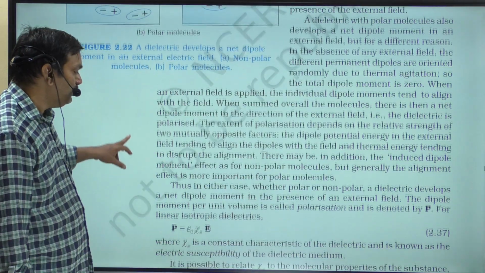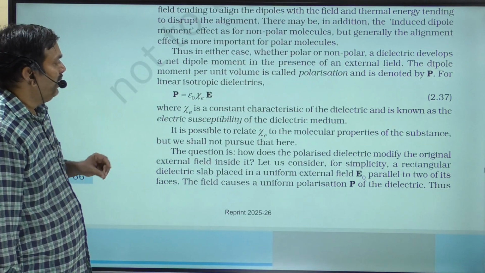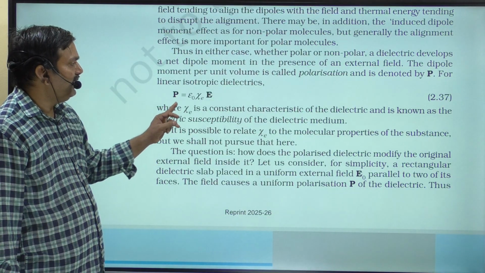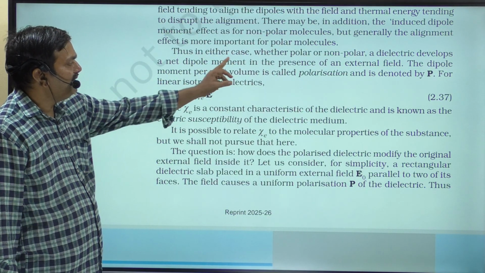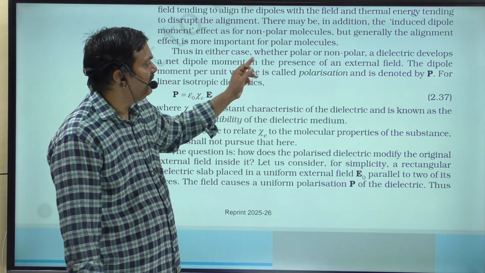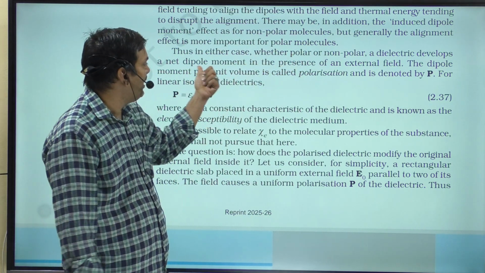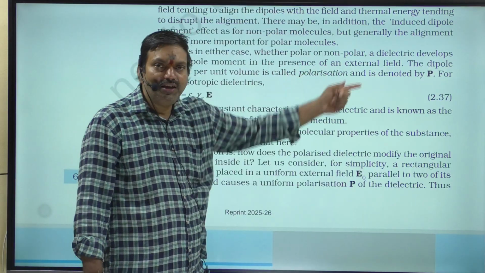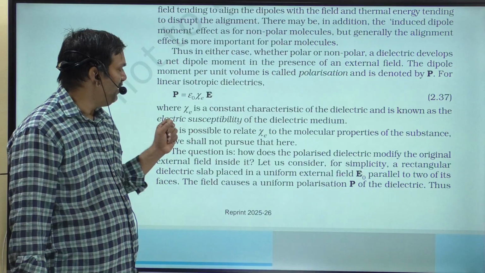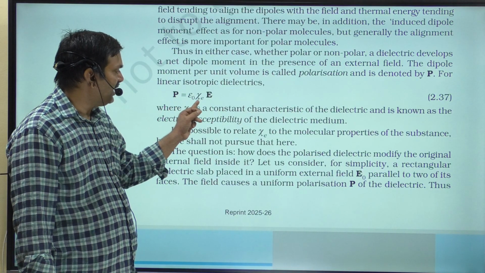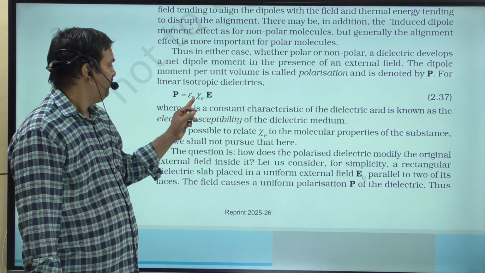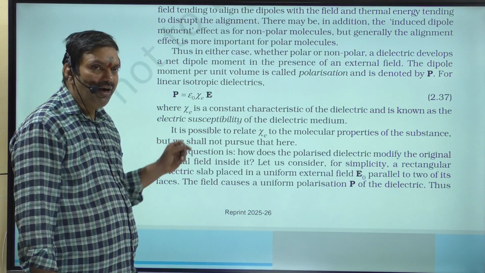Now, coming to, fine. Now we are going to define the net dipole moment. In either case, whether it is a non-polar or polar molecule, a dielectric develops a net dipole moment in the presence of an external field. Now, what is the magnitude of that dipole moment? You express it in terms of Xi, a parameter. So we call it susceptibility.